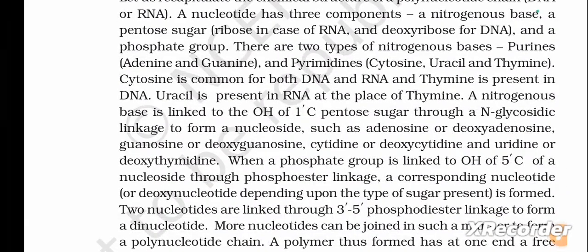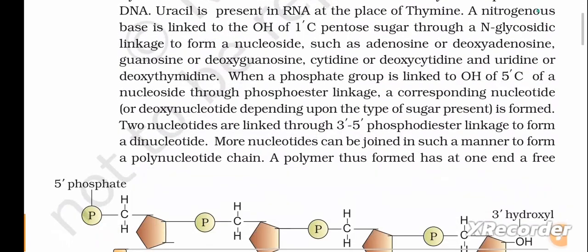A nitrogenous base is linked to the OH of 1' carbon pentose sugar through a N-glycosidic linkage to form a nucleoside such as adenosine or deoxyadenosine, guanosine or deoxyguanosine, cytidine or deoxycytidine, and uridine or deoxythymidine. When a phosphate group is linked to OH of 5' carbon of a nucleoside through phosphoester linkage, a corresponding nucleotide or deoxynucleotide, depending upon the type of sugar present, is formed.